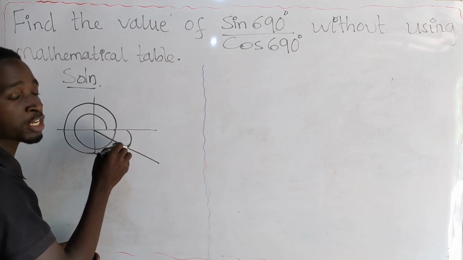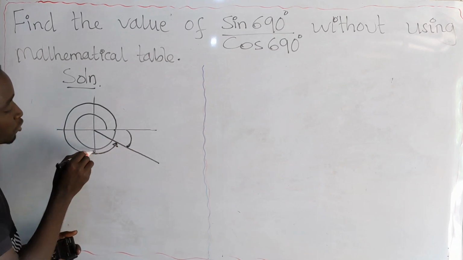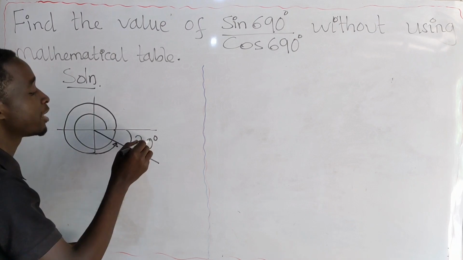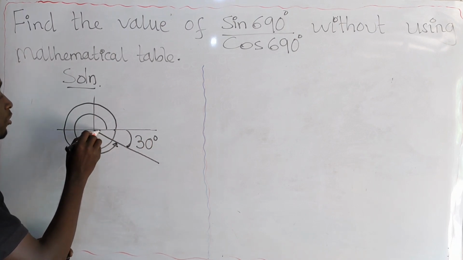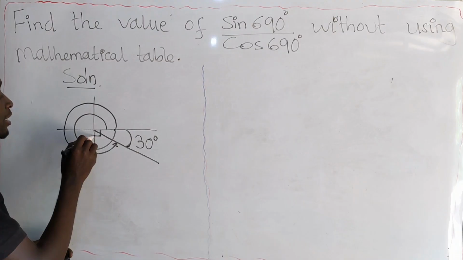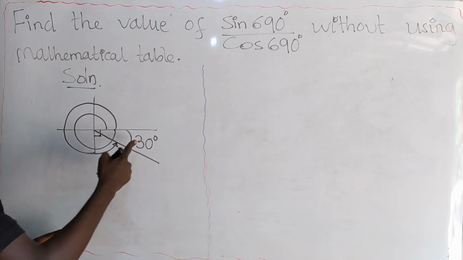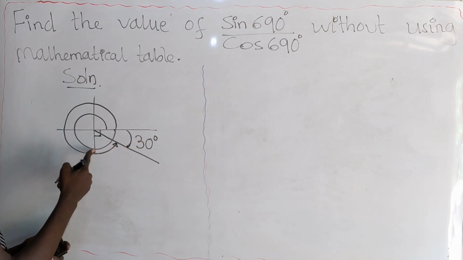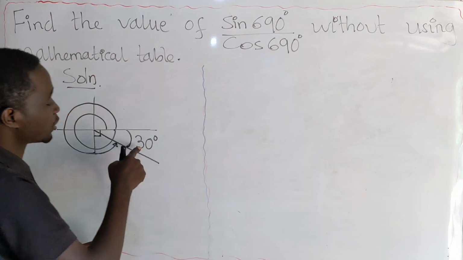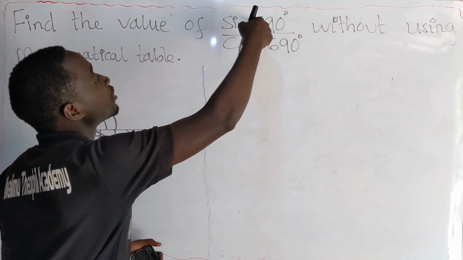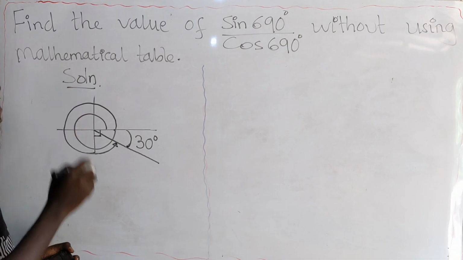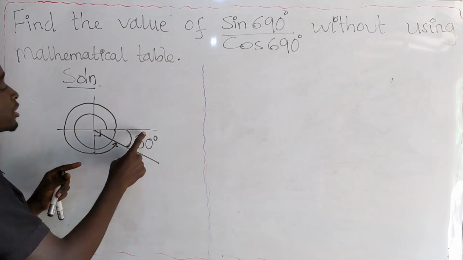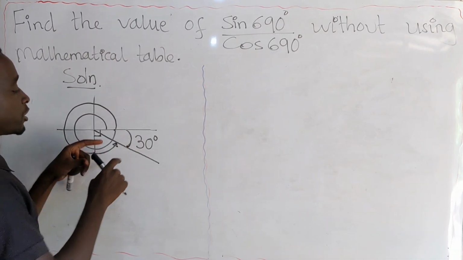What is the value of this angle? From here up to here is 60. Here it will be 30 degrees. Why? This whole angle is 90 degrees, the right angle. So 30 plus this 60 from here up to here, we get 90. Now the corresponding acute angle to 690 degrees is equal to 30 degrees. After that, we look at which quadrant this angle falls in. It is in the fourth quadrant.